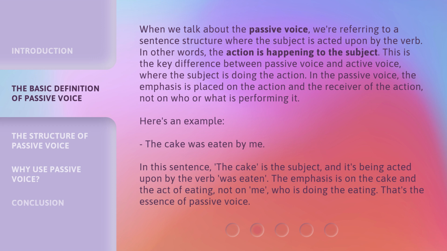Here's an example. The cake was eaten by me. In this sentence, the cake is the subject, and it's being acted upon by the verb, was eaten. The emphasis is on the cake and the act of eating, not on me, who is doing the eating. That's the essence of passive voice.